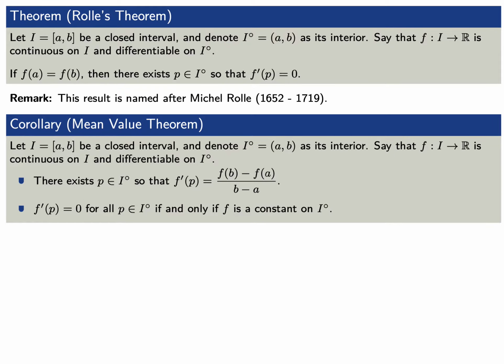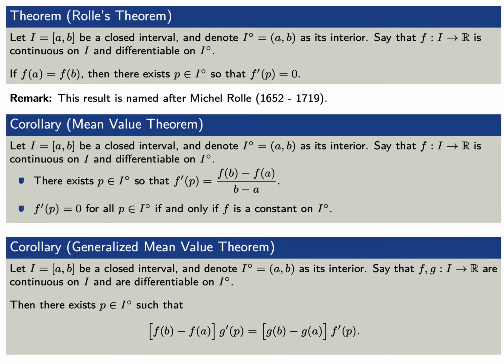As a corollary, we have the mean value theorem. As before, let I be the closed interval from a to b and I circle be its interior as the open interval from a to b. Say that f is continuous on the closed interval and differentiable on the open interval. First, there exists a point p in the open interval such that f prime of p equals f of b minus f of a divided by b minus a. Second, f prime of p equals 0 for all points p in the interior if and only if f is a constant on the interior.